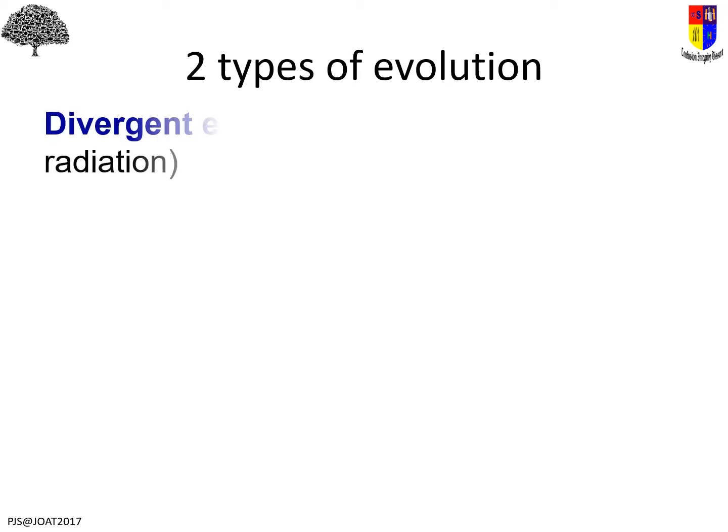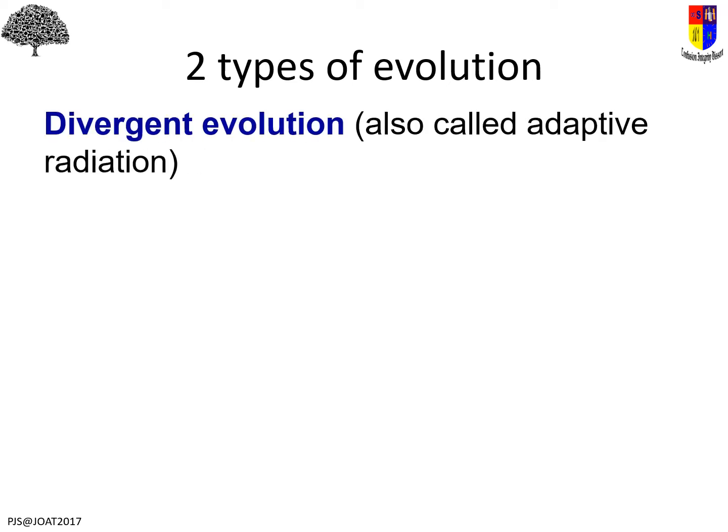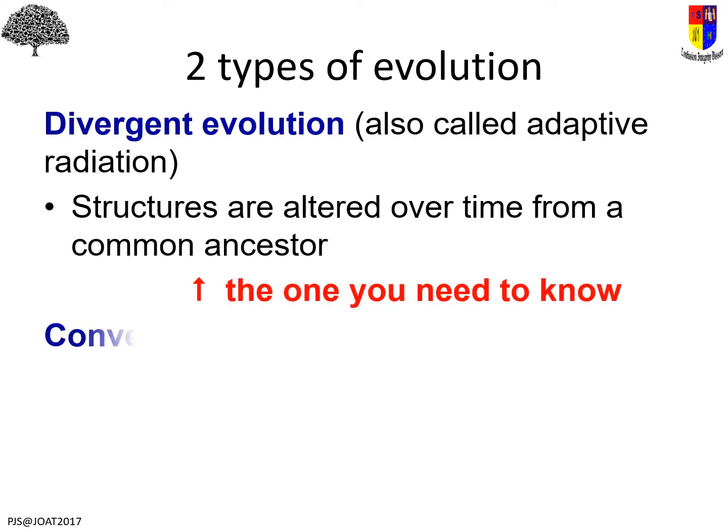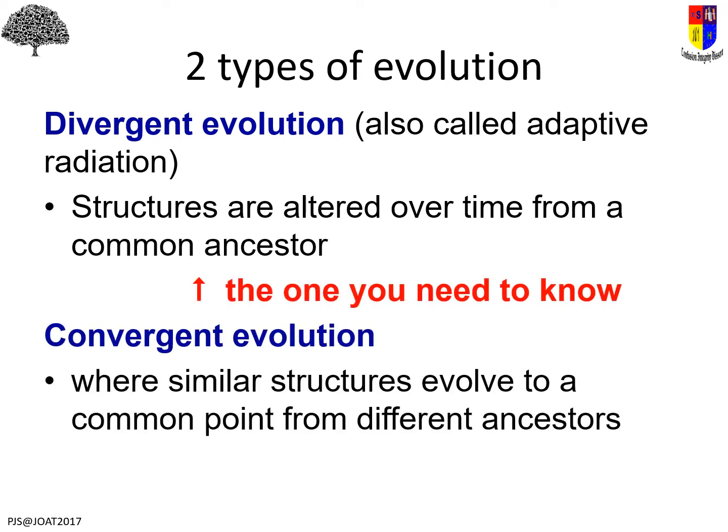So, two types of evolution. We have divergent evolution, where things spread out from a common ancestor, and that is the one you need to know. Just to tell you, there is another kind called convergent evolution, where you end up with similar structures from a different starting point. Some of them are quite cool, like our eye structure is very similar to an octopus eye, but we didn't come from the same common ancestor. Well, not recently.